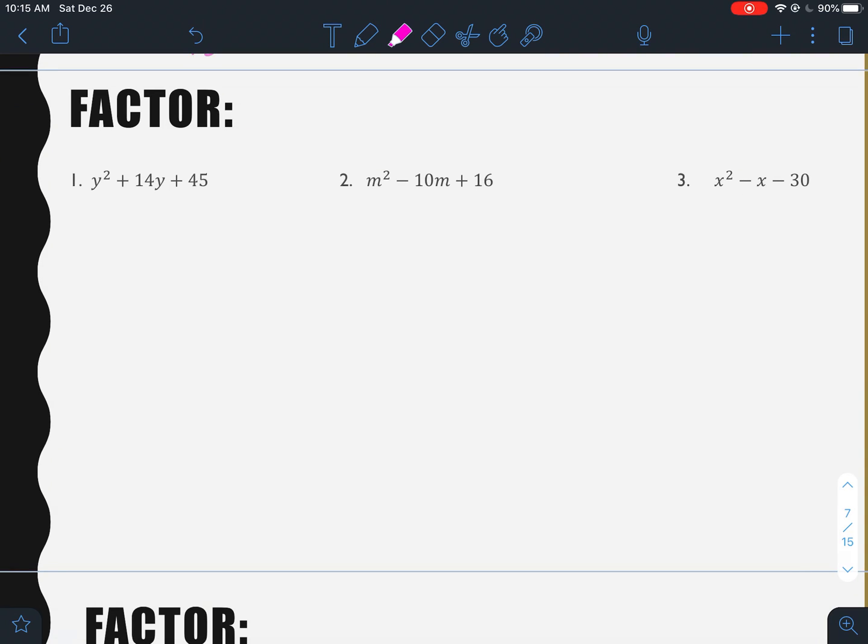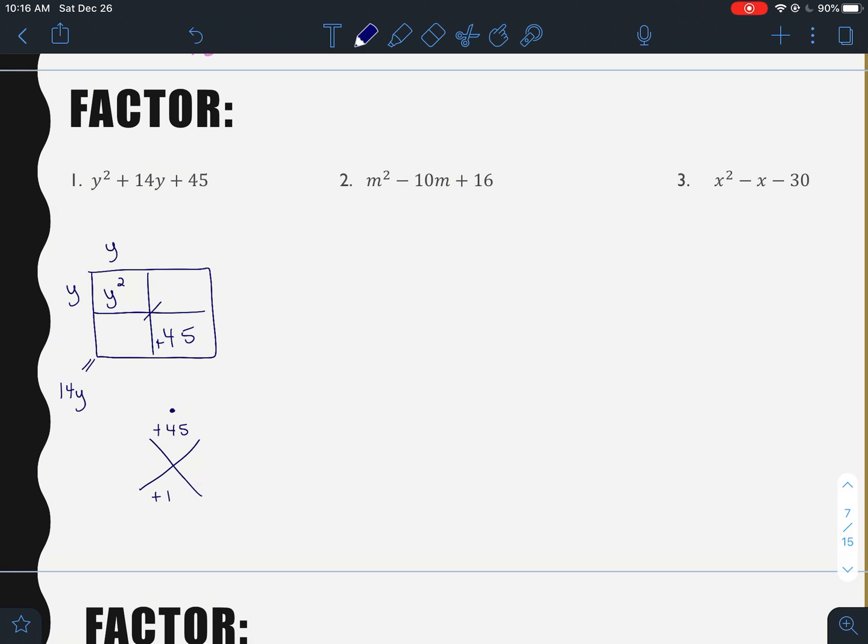So let's look at some more. So we have y squared plus 14y plus 45. So if we thought about it with the box, we know that the first box is y squared. We know the last box is positive 45. So I know I need y and y. When I add up the two middle boxes, or those two diagonal boxes, I need to get 14y.